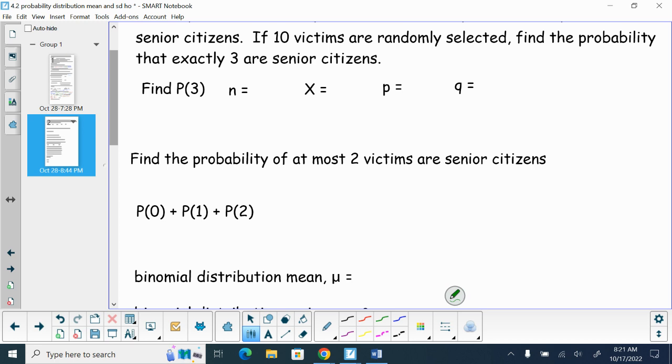At most. Well, when we're talking about at most, that means the probability of 0, 1, or 2. So what we have is 3 values that we have to calculate. This is when you can add up or go to the table to find values from the table. Solutions are posted for you.